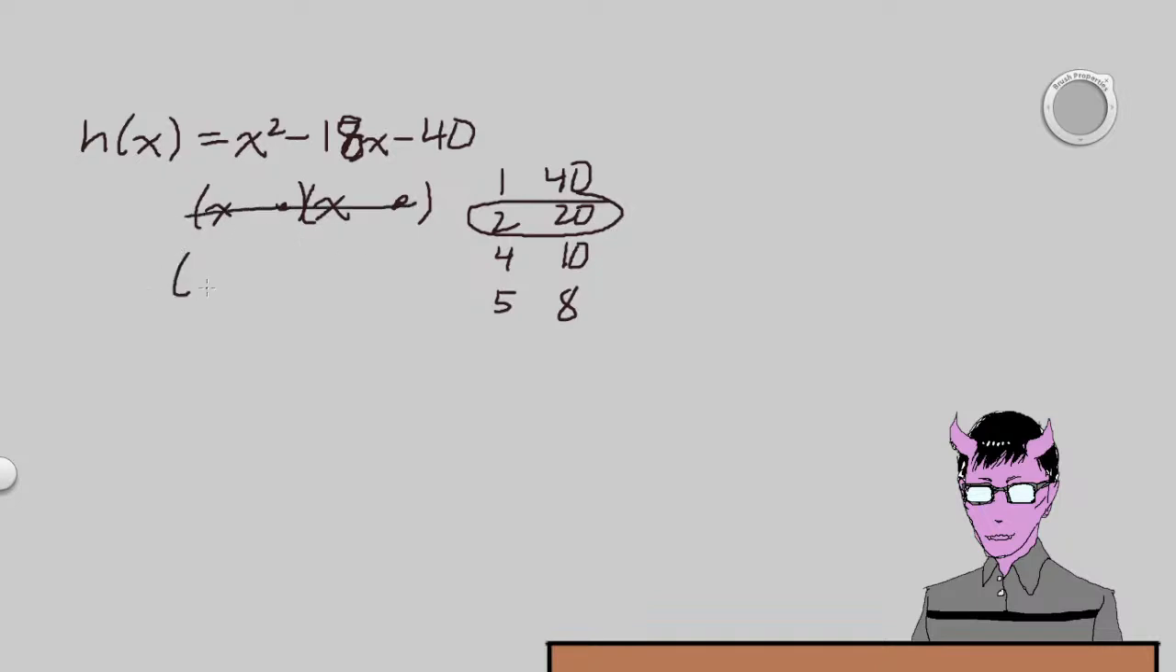Alright, so cleaning up the work, we're going to get x with a 2 and then x with a 20. The question, how do we put the signs?